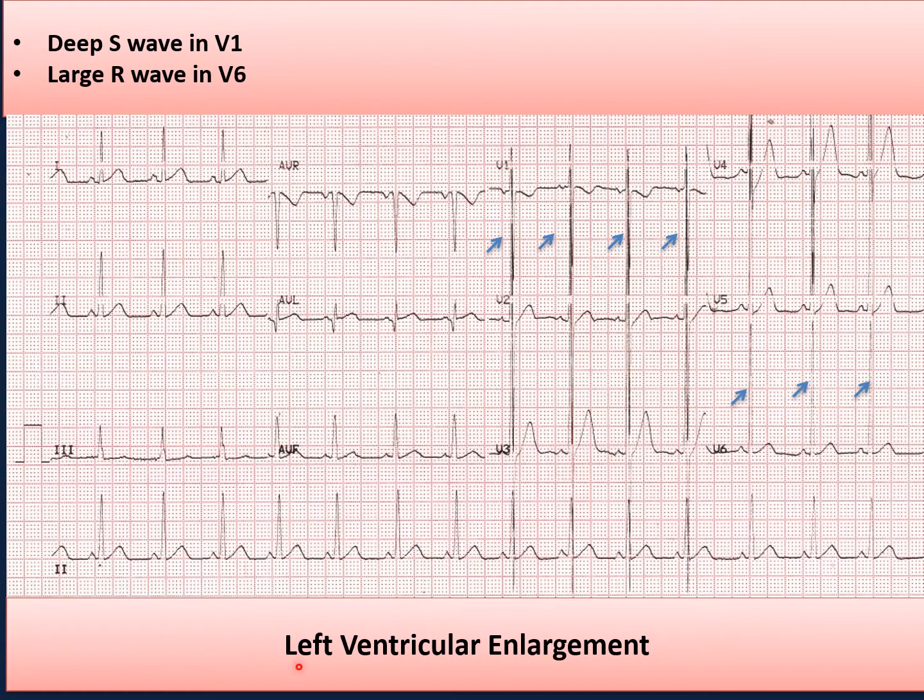This is an example of left ventricular enlargement. If you look here, the S wave is very deep in V1 and the R wave is very large in V6. This is left ventricular enlargement. So deep S in V1, larger than normal R wave in V6. This is left ventricular enlargement.